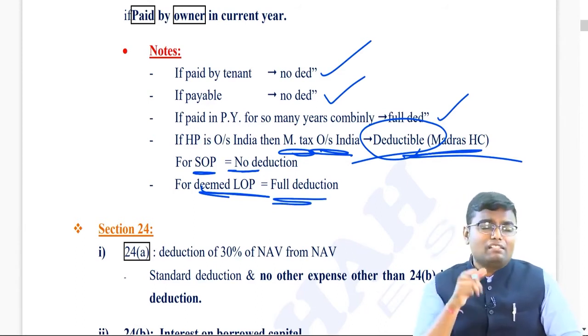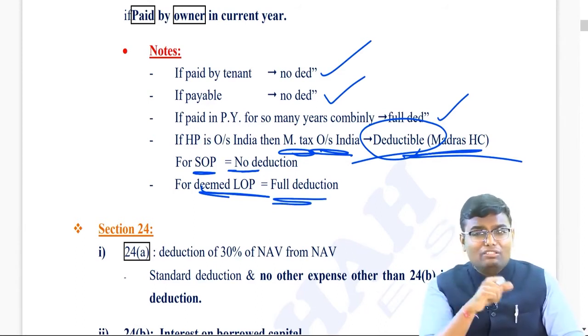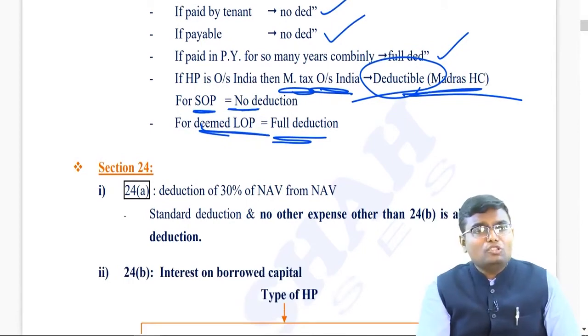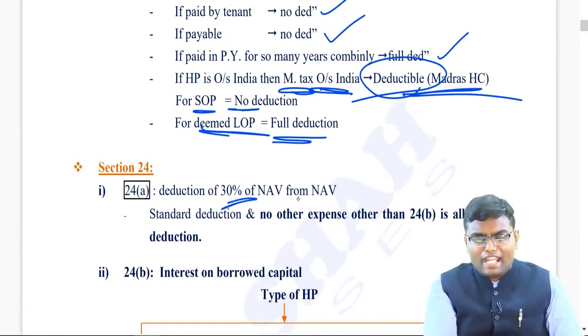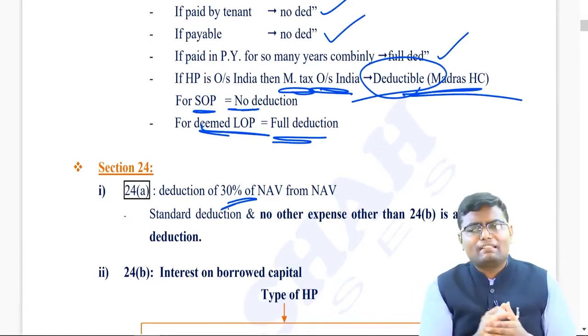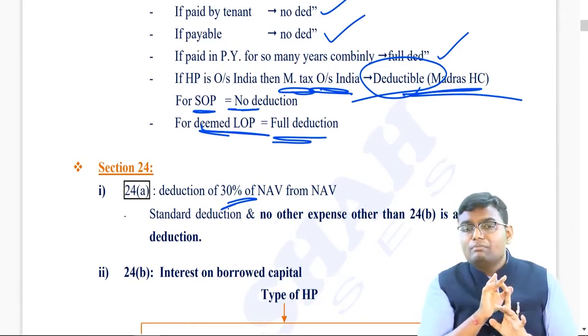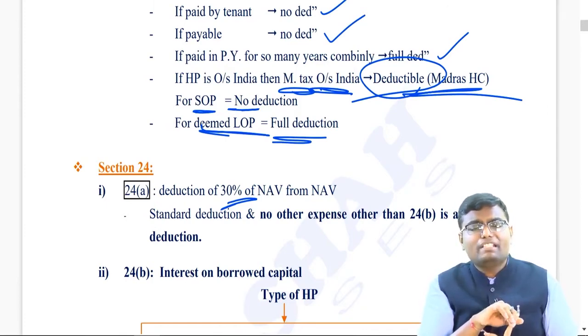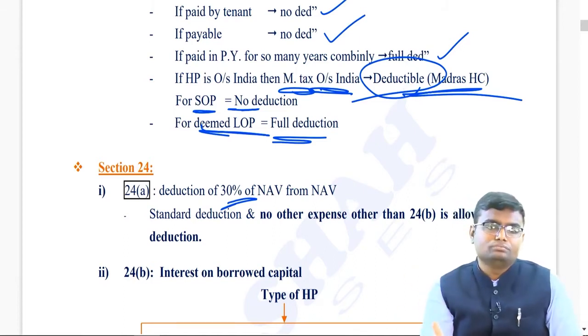After deducting municipal tax, what you get? Net annual value. From net annual value, what you have to deduct? Section 24 clause A, 30% of NAV. But remember, once you are deducting this 30% of NAV, you can't deduct any other expense. Only 3 expenditures are allowed in house property. Number 1, municipal tax. Number 2, 24 clause A. Number 3, 24 clause B, interest on borrowed capital. Otherwise, no other expense is deductible.